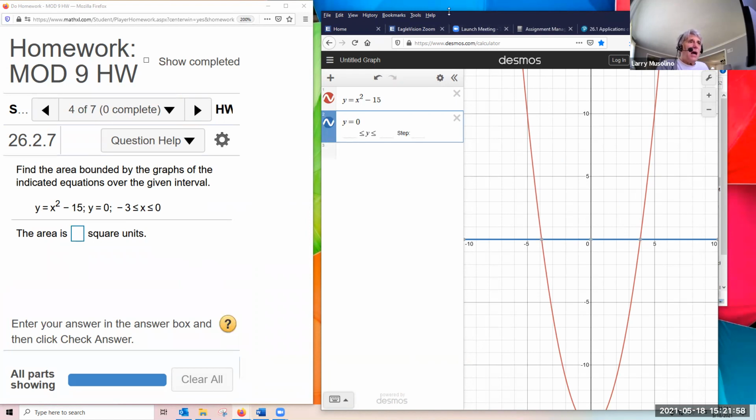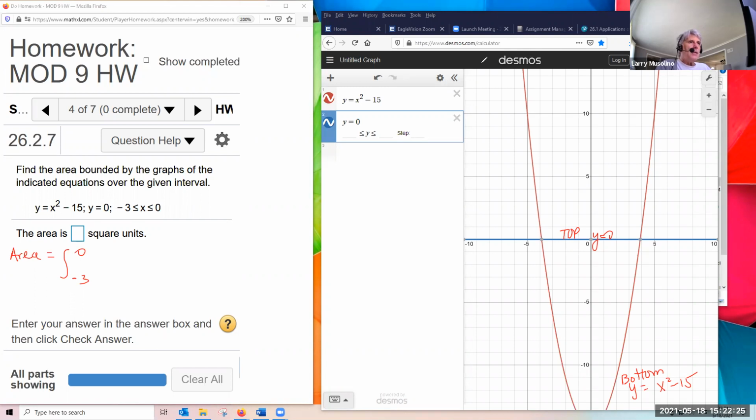So this is the top function, y equals 0, and this is the bottom function, y equals x squared minus 15. All right, well, I could go ahead and set up the integral. This area is going to be the integral from -3 to 0. And by the way, let's see here. Let's put the vertical lines on this also.